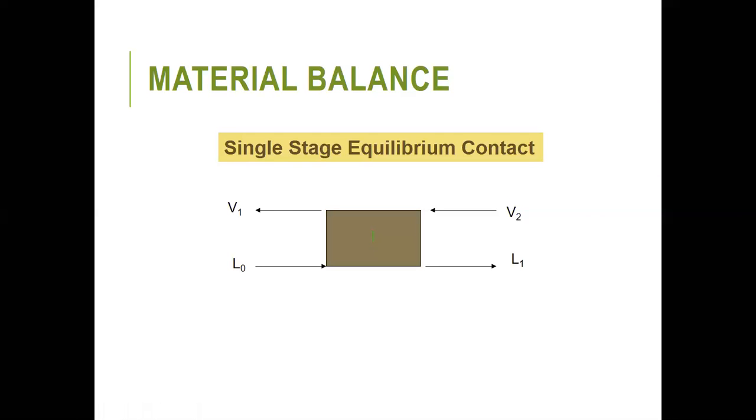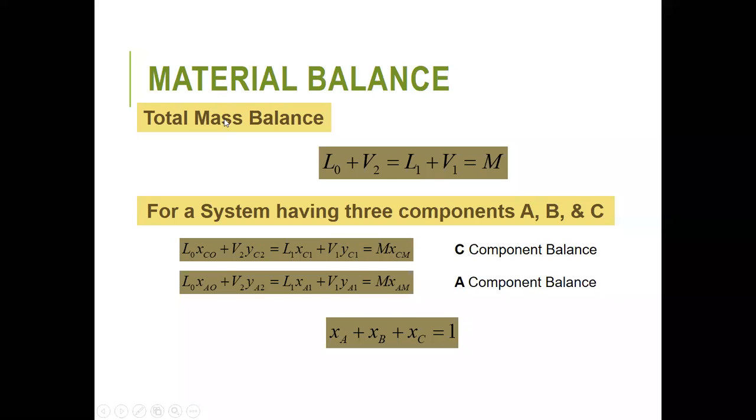So on the topic of gas absorption, if we're going to make a material balance on a single stage system, like this one, a single stage equilibrium contact, all we have to do is equate the sum of the entering streams to the sum of the leaving streams. In this case, that would require that we take the sum of L0 and V2 and equate it with V1 and L1, the sum of the two, that is. So our material balance specifically will be L0 plus V2 equal to L1 plus V1.